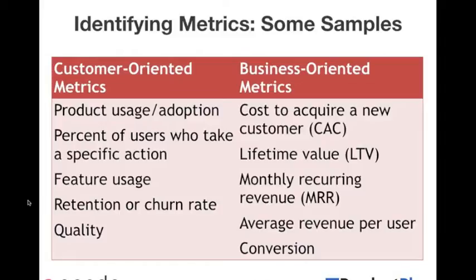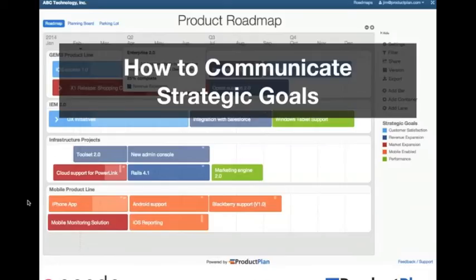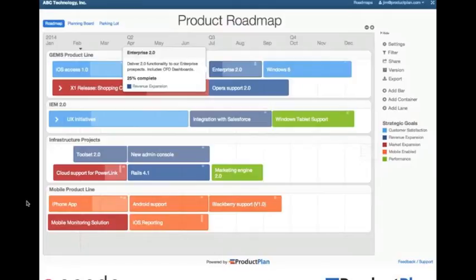Okay, so let's talk about that now. I'm going to talk a little bit about how to communicate those strategic goals. One of the best ways to communicate your strategic goals is through your product roadmap. This is a ProductPlan product roadmap example, and there are multiple different ways of representing those strategic goals. In this example, we're using color coding to denote the strategic goal. So, let's focus on this color coding here. You can see that we're talking about goals like customer satisfaction, revenue expansion, market expansion, going mobile, and then performance.